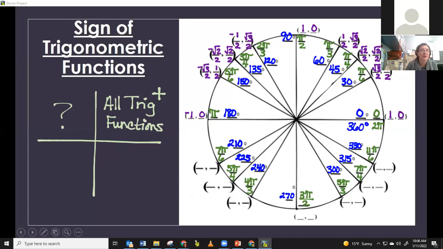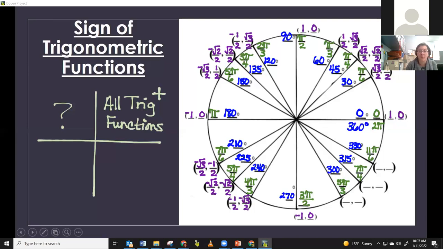Down in my third quadrant, both the x's and the y's are negative. So I'd have negative root 3 over 2, negative 1/2, negative root 2 over 2, negative root 2 over 2, negative 1/2, negative root 3 over 2. I come down to the bottom and we're at negative 1, 0.